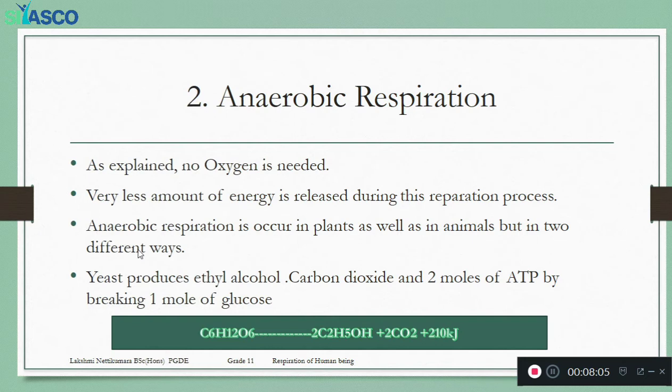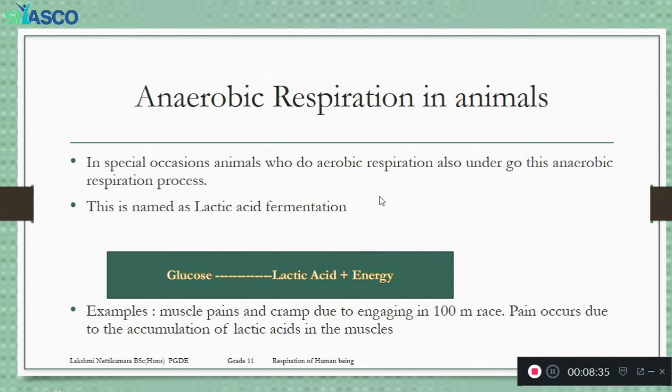We use yeast to produce ethyl alcohol by letting it do anaerobic respiration. So glucose, with the action of yeast, turns into ethyl alcohol, carbon dioxide and a small amount of energy, actually 2 ATP. But animals that do aerobic respiration also undergo this anaerobic respiration process on special occasions.